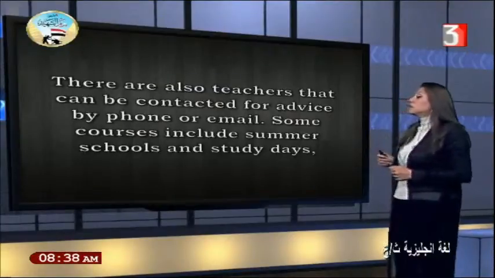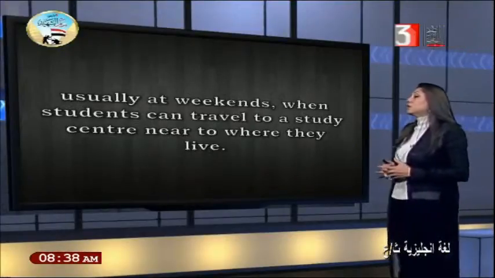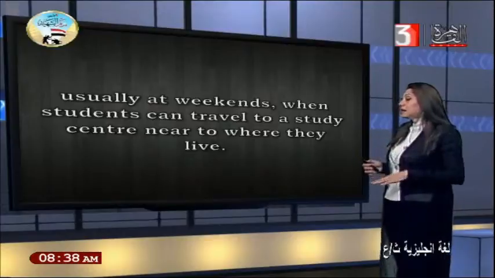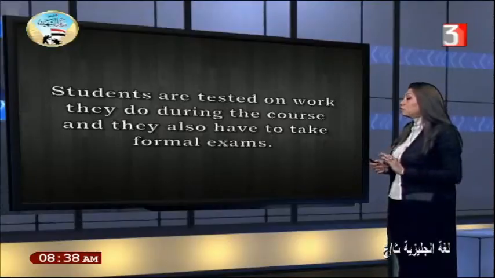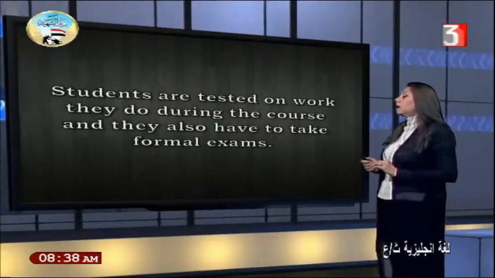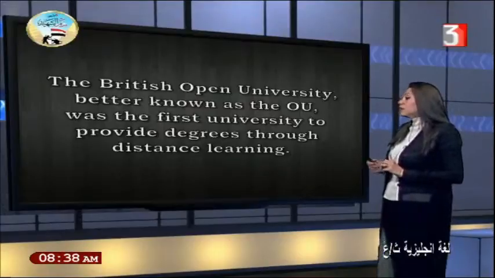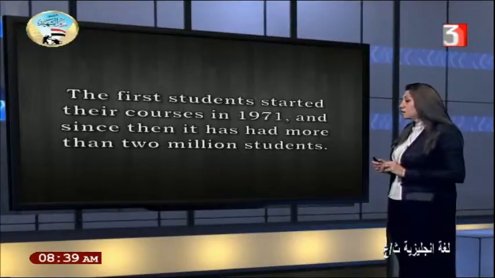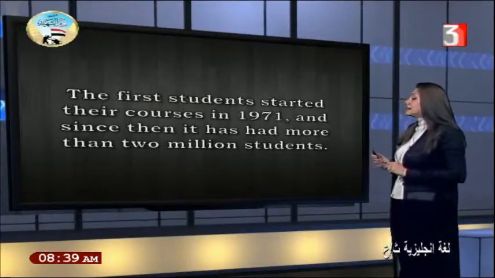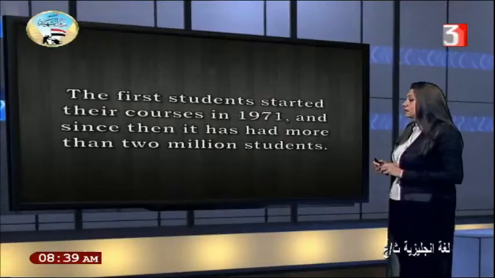Some courses include summer schools and study days, usually at weekends when students can travel to a study center near to where they live. Students are tested on work they do during the course, and they also have to take formal exams. The British Open University, better known as the OU, was the first university to provide degrees through distance learning. The first students started the courses in 1971, and since then it has had more than 2 million students.